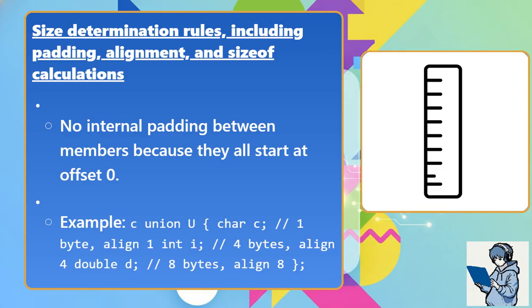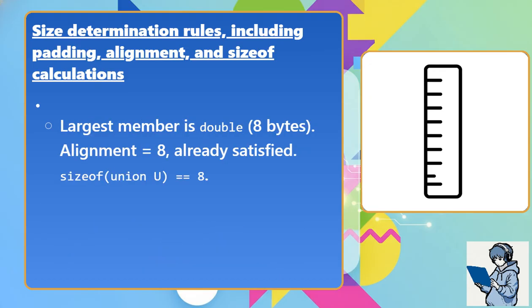union U { char c; // 1 byte, align 1 int i; // 4 bytes, align 4 double d; // 8 bytes, align 8 }; Largest member is double, 8 bytes, alignment 8 already satisfied. Size of union U equals 8.